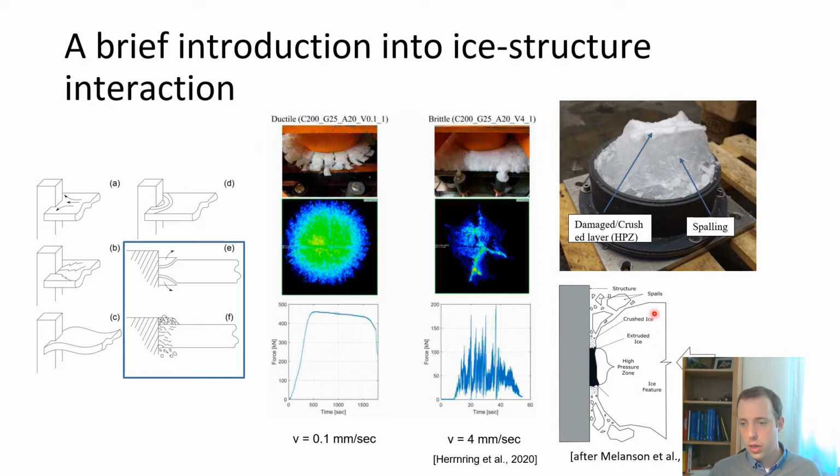You see these high pressure zones are created due to spalling, because you see fracture going out of the interaction to the outer surface, and some disintegration behavior in the interface itself, which is also nicely illustrated in a photo of a real ice structure interaction experiment, where you see spalling and also the crushed layer here in the center of the specimen.